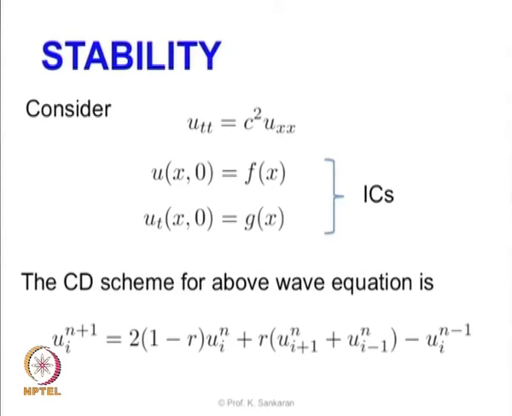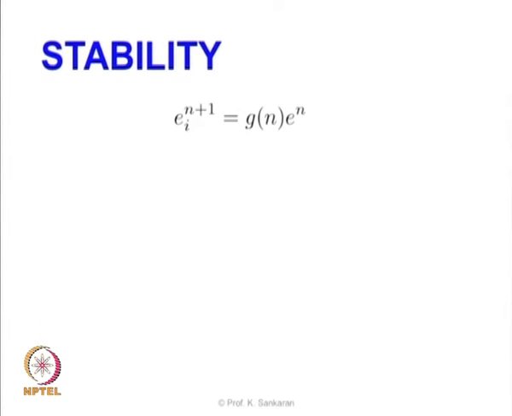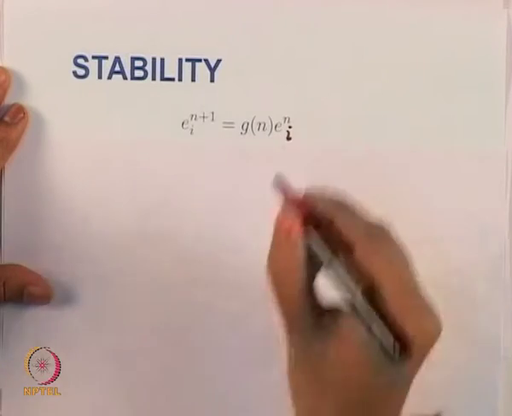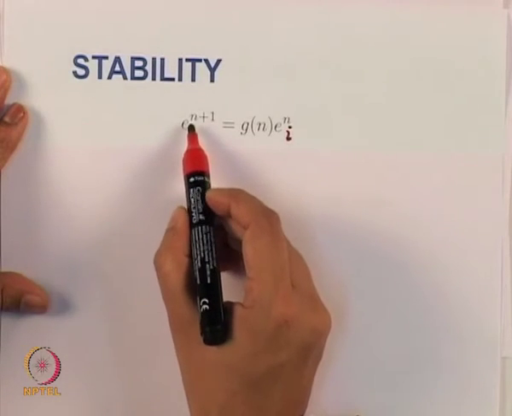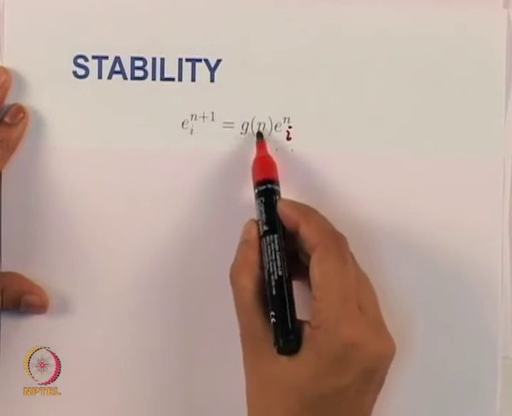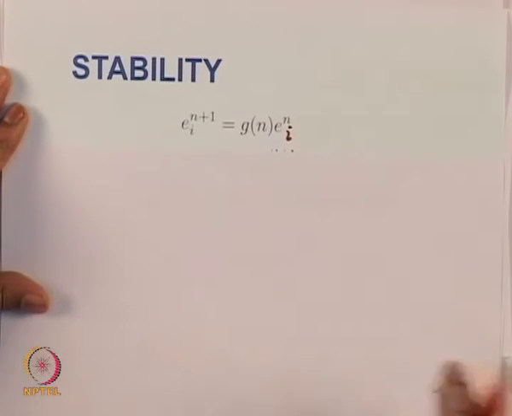So for this particular scheme, when you write the condition for stability, we have the error that is coming at the ith node at the n plus 1th step will be a function of G to the power n, E of n I. So here we have E n plus 1 equal to G to the n, E n I. We are talking about the error coming from the ith node at the n plus 1th time step, equal to G to the n, E of n subscript I.